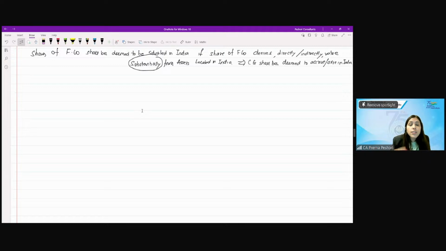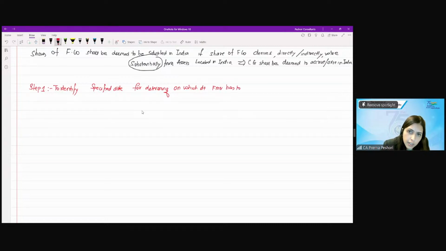So for that I need to understand what is the specified date. So step 1 will be to identify the specified date, for determining on which date the FMV has to be taken. Right? So किस दिन का fair market value लेना है? For deciding that, we need to first decide what the specified date is.